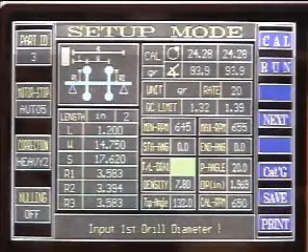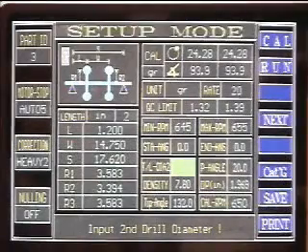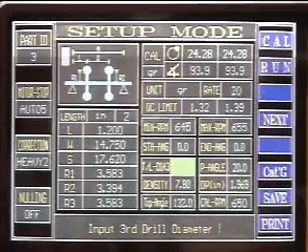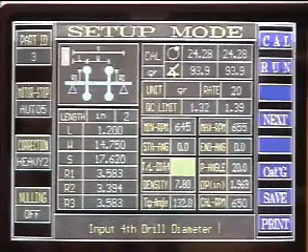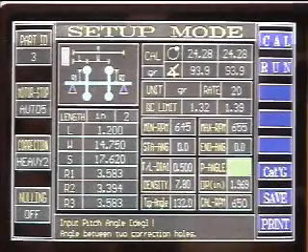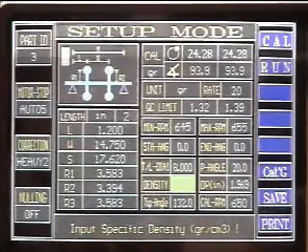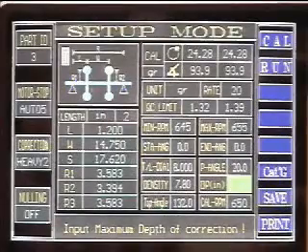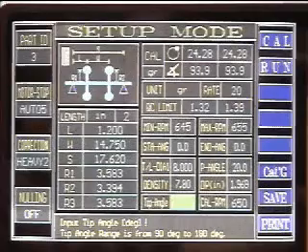Tooling diameter. There are 4 different drill sizes available to the user. By pressing the next key, the next tooling diameter can be keyed in. Pitch angle is the angular distance between correction holes, center to center. The density parameter contains the specific density of the material to be corrected. Maximum depth of correction hole. Tip angle of the drills used for correction.